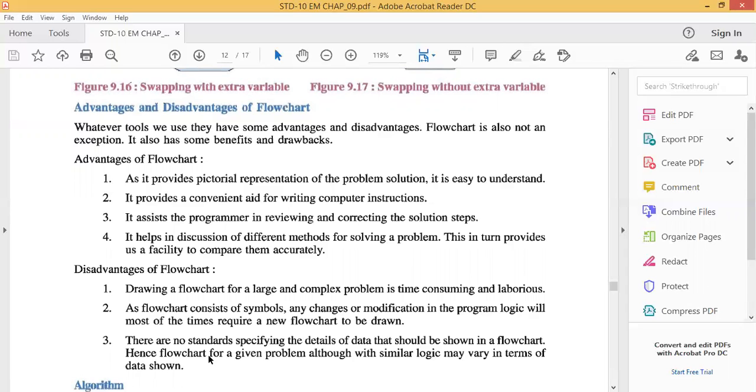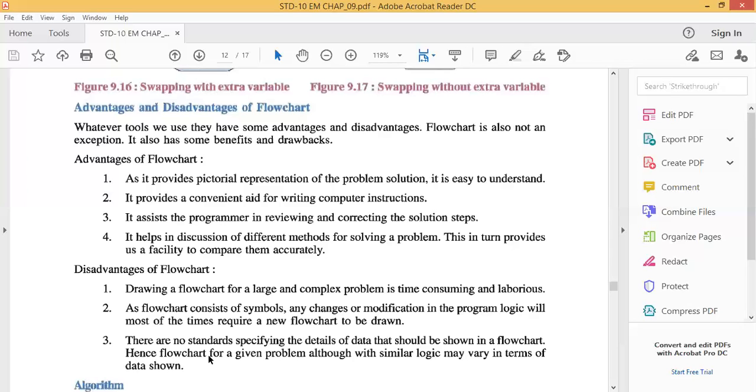As flowchart consists of symbols, any changes or modification in the program logic will most of the time require a new flowchart to be drawn. Exactly. Flowchart consists of symbols, and if we make any major or minor changes in our program, the whole flowchart is required to be drawn again.